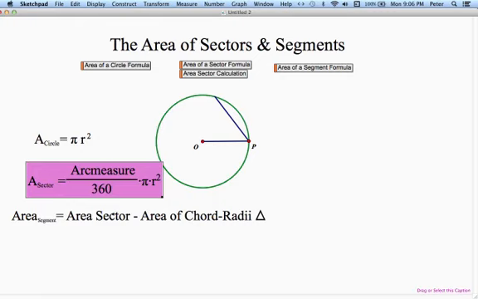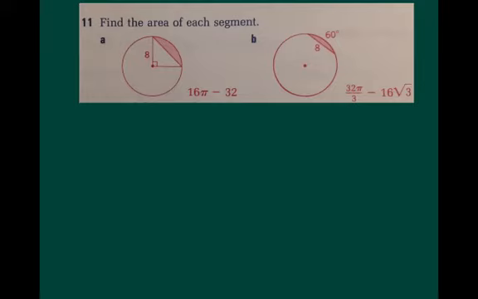We're going to wrap up with a couple of tutorials from the exercises. Okay, number 11 on page 540 asks us for the area of each segment. Now, a segment, you recall, is a shaded region. It's between a chord and an arc. So in 11a, we're going to find the area of the sector minus the area of the triangle.